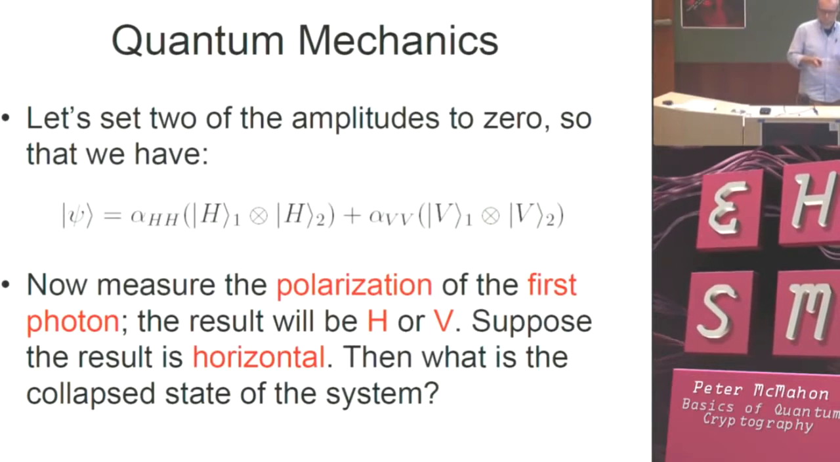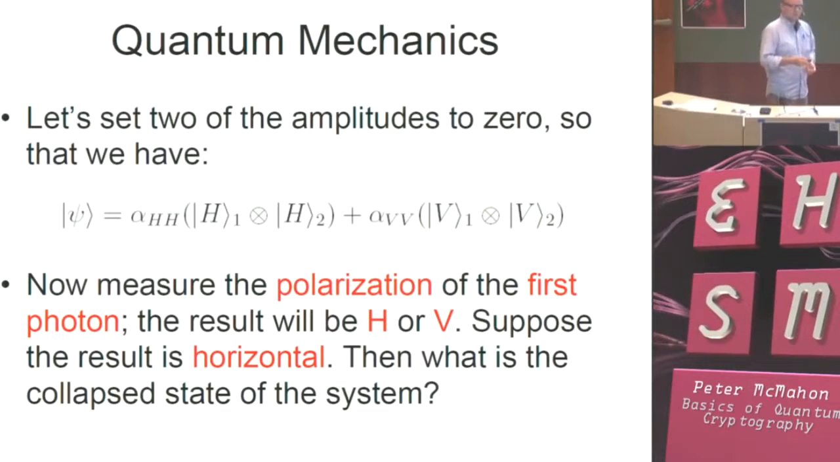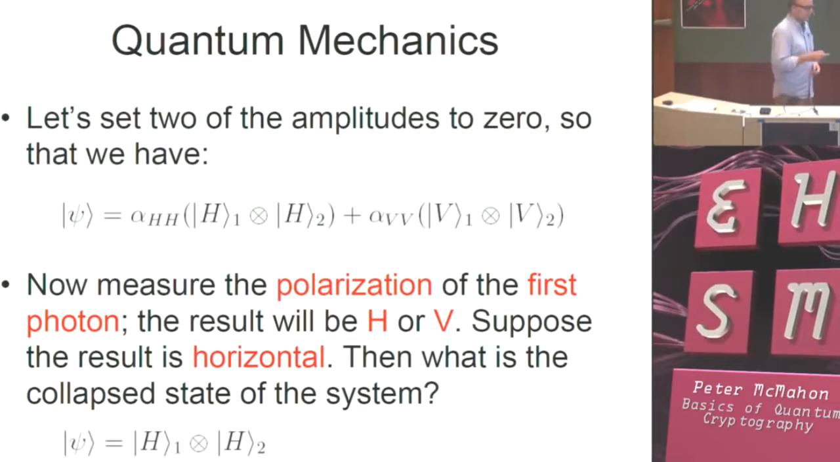So I've told you before with the single photon case that once you measure the state, it will then collapse to the measured result. And the same is true here. But now something really interesting happens, because even if you only measure the first photon, the state will collapse to this.